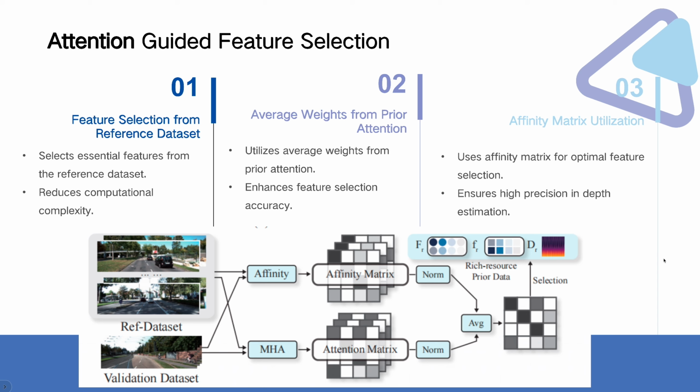To reduce the computational burden of searching for reference features during inference, we developed an attention-guided feature selection algorithm. This algorithm uses attention mechanisms to identify and select the most representative features from the reference dataset, significantly reducing the computation required while maintaining or even improving performance.